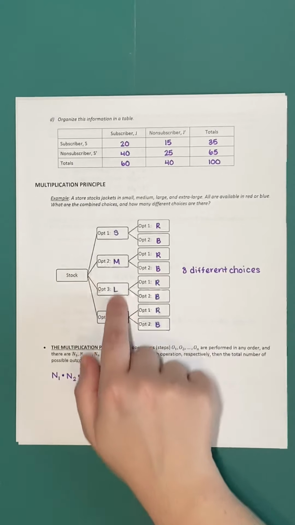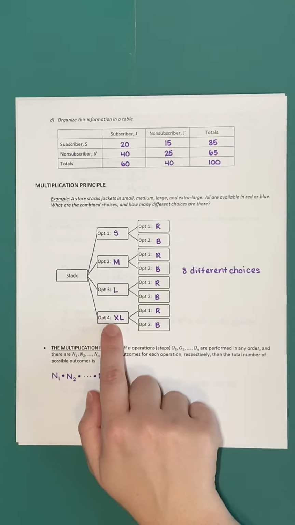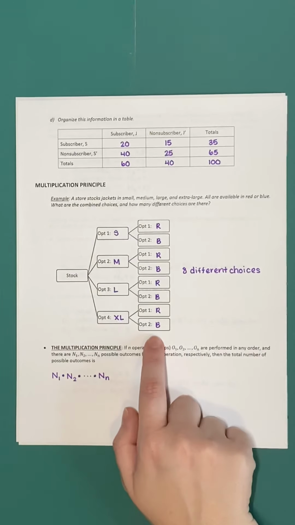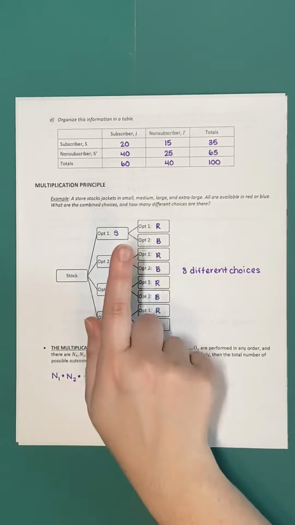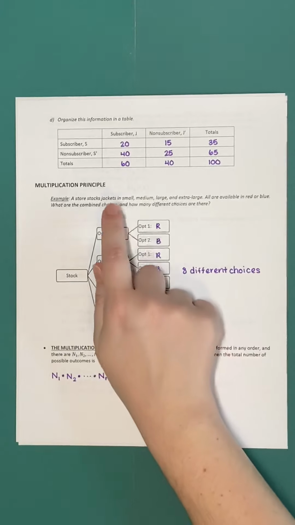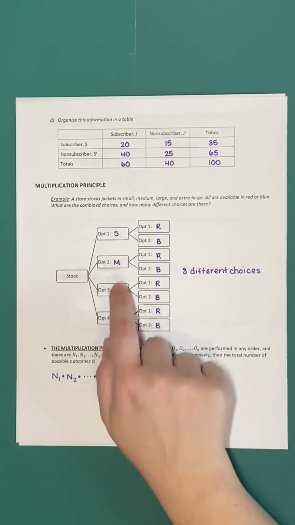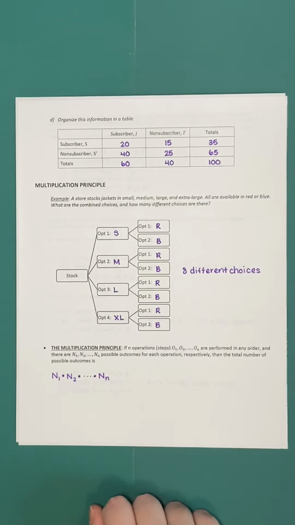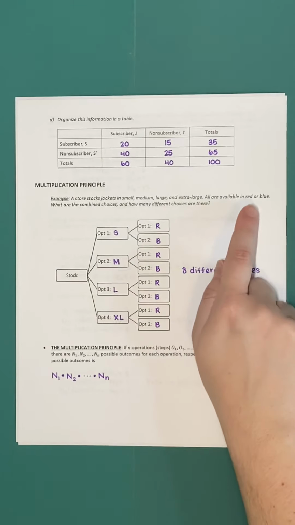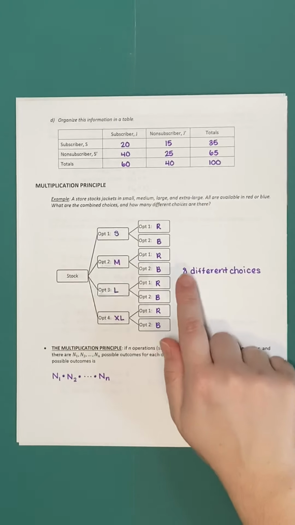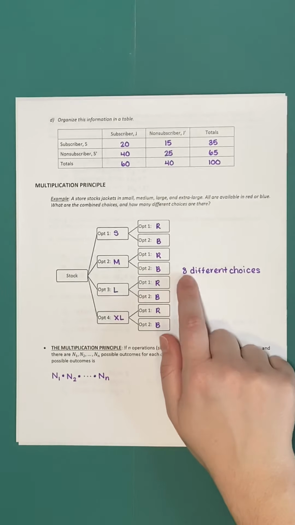So our first choice is choosing a size. Our second choice, from that size choice, is to choose the color we want. Think about how many ways we had to choose for our first choice. We had 4 sizes, so we had 4 different options. The next choice we had to make was color. We had 2 colors, so we had 2 additional options. Now notice the total we ended up with: 8.